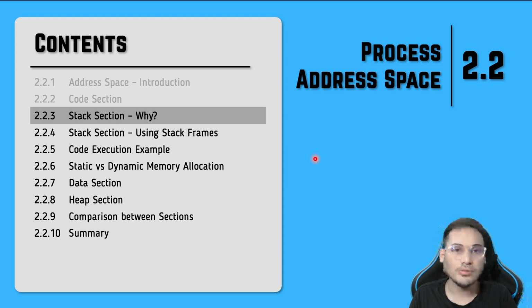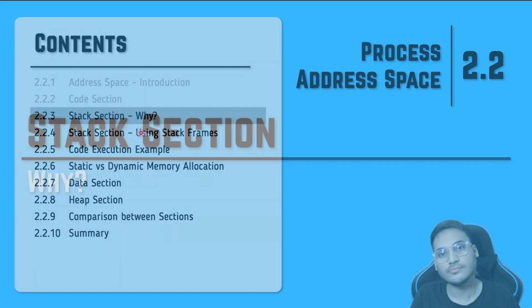So as we already know, the process address space is organized into several sections. We have talked about these sections, right? So there is code, stack, data, and heap. So now, after studying about the code section in the previous video, in this and the next video we are going to talk about the stack section. So let us start with why do we need a stack section and what does it do in this video. So without further ado, let's get started.